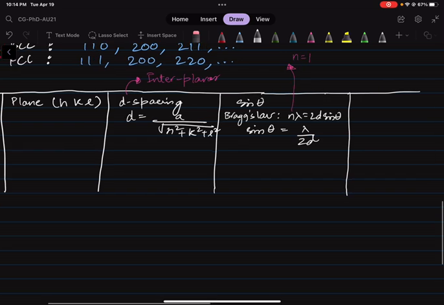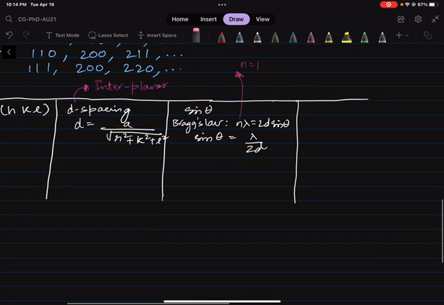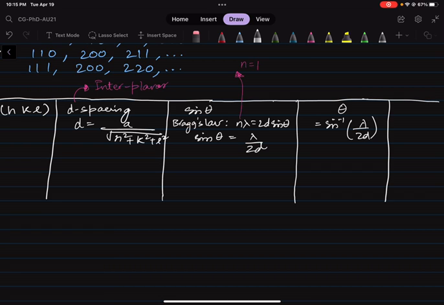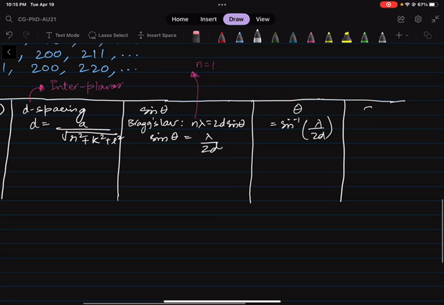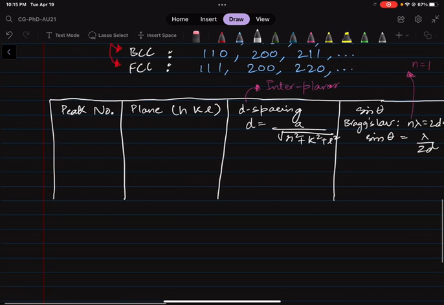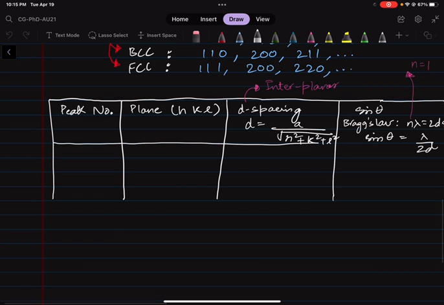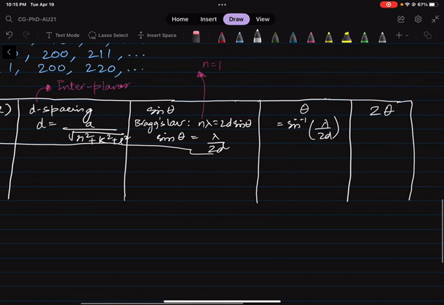And you have that. After that, you can calculate theta, which will just be equal to sine inverse of lambda over 2d. And then again, remember, if asked the peak location, that is equal to 2 theta, so just multiply it. Alright, so let's look at how you will end up solving it.